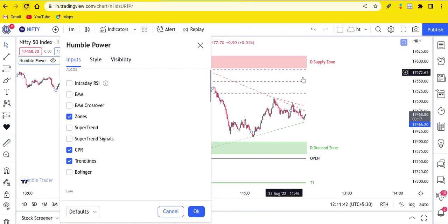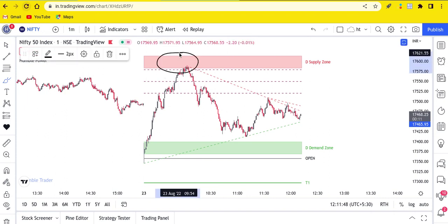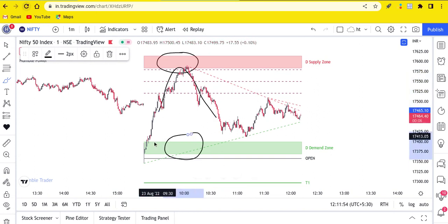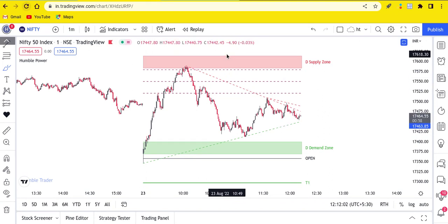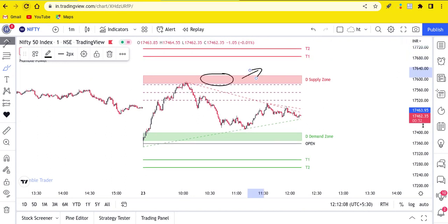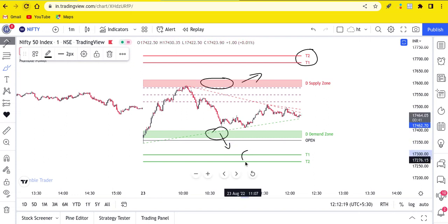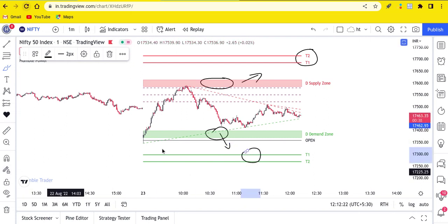Zones are the supply and demand zones, and let me explain what they are. Supply zones are basically the zones from where the price tends to reverse downward, as you can see in this situation, and demand zones are the zones where the price tends to reverse from the downside, as you can see happened today in Nifty. Sometimes the supply zone will be broken, which we call a breakout, and in that case we have given you target 1 and target 2. Sometimes the demand zone will be broken down, which we call a breakdown, and for that we have given you target 1 and target 2.